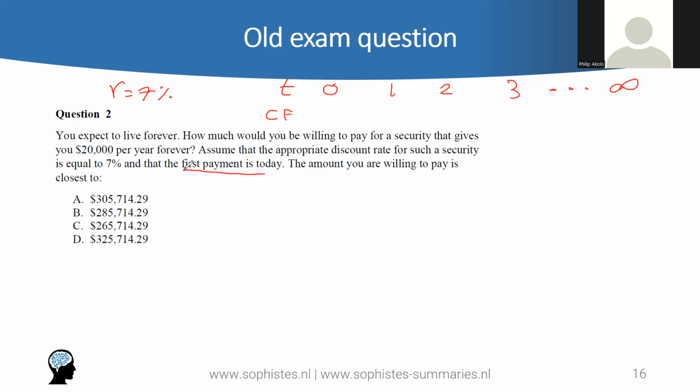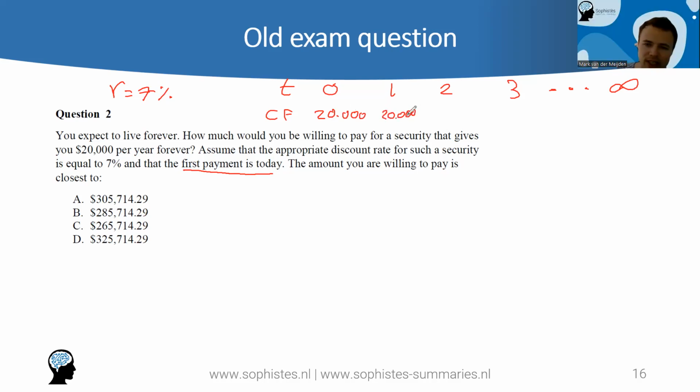Oh, yeah, the first payment is today, so it's at moment 0. Yes. And that means we have to make a correction for that, right? Because normally the formula assumes that the first payment is next year, but now we have it already today. And there are two ways to make a correction for that. So let's see what you guys come up with.